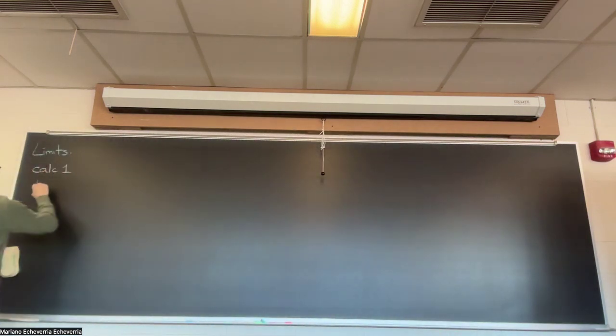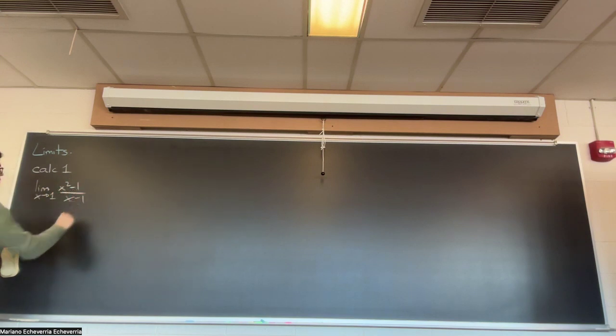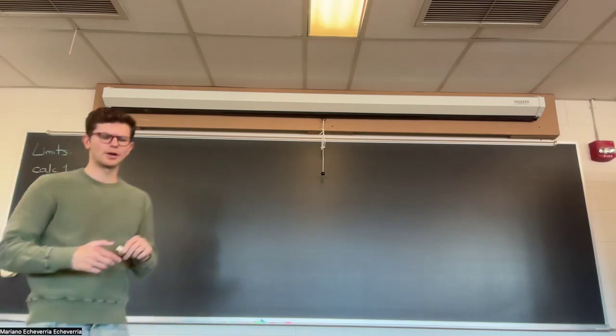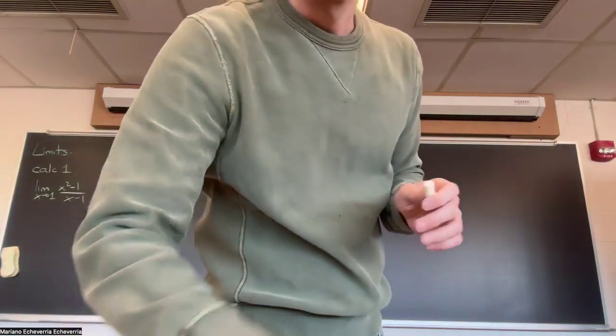So for example, if you had something like x² minus 1 over x minus 1, right? Well, the idea is that you cannot quite plug in x equals 1 directly, right? Because if you just try to plug in x equals 1, you get 0 here and 0 here, right? So that on its own is undefined.